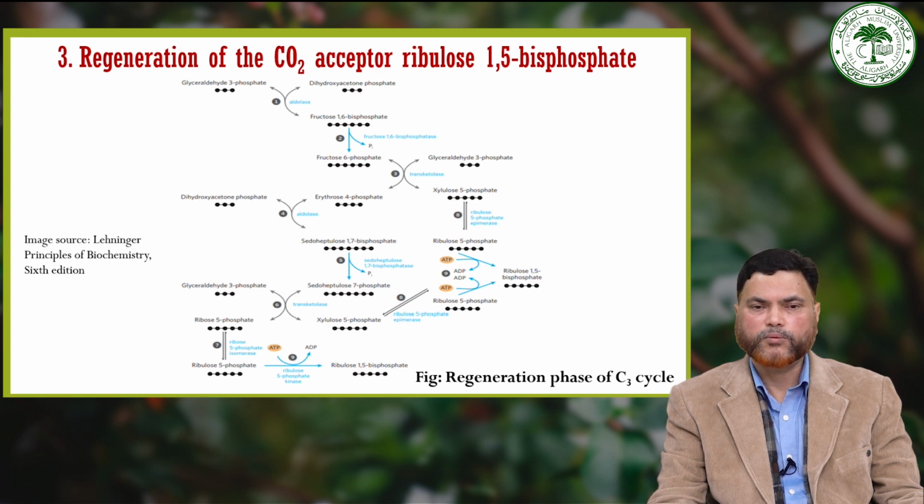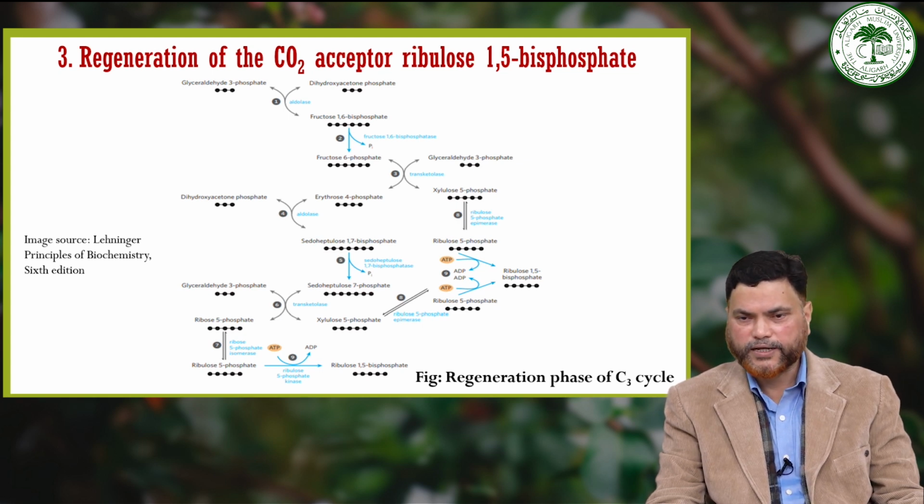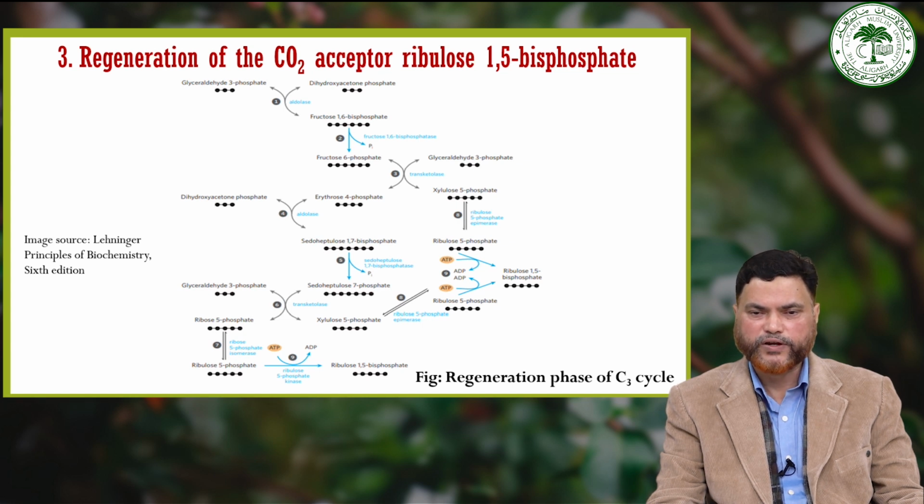In step 4, aldolase acts again and combines erythrose 4-phosphate with dihydroxyacetone phosphate to form the 7 carbon sedoheptulose 1,7-bisphosphate. Then in step 5, sedoheptulose 1,7-bisphosphatase, an enzyme unique to plastids, converts sedoheptulose 1,7-bisphosphate to sedoheptulose 7-phosphate, a 7 carbon compound. In step 6, transketolase acts again and converts sedoheptulose 7-phosphate and glyceraldehyde 3-phosphate to 2 pentose phosphates, ribose 5-phosphate and xylulose 5-phosphate.